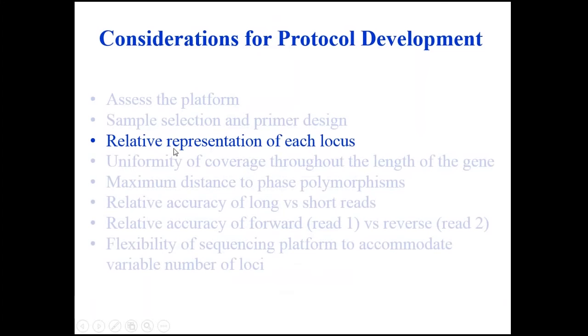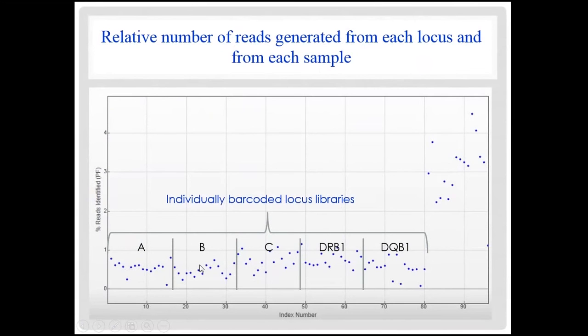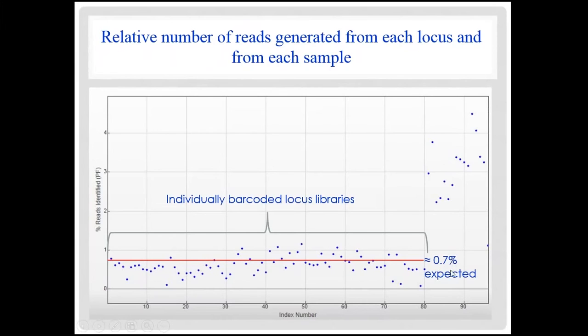The other metric was the relative representation of each locus. It's very important to make sure that when we amplify and eventually sequence, we have a comparable number of reads being generated by each of the loci and by all samples. So we have 16 samples here, 16 amplifications for HLA-A, for B, for C, DRB1, DQB1. This group on the right here are pooled libraries. These are individual loci libraries. And you can see that all 16 have more or less a comparable representation of reads. 0.7% would be the expected, the red line. You see that there is some deviation, but it's not very broad variation. So this is a typical experiment we get with our protocol.